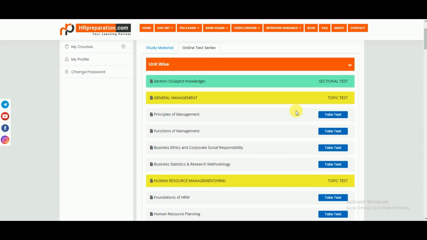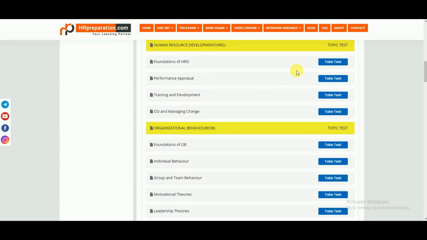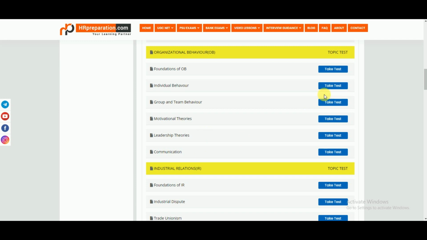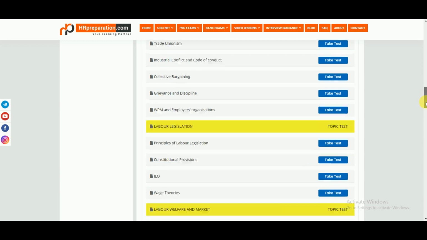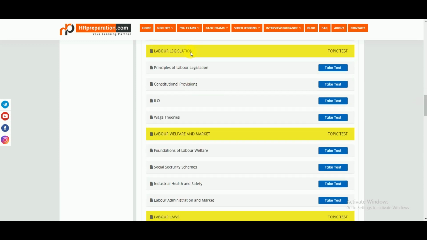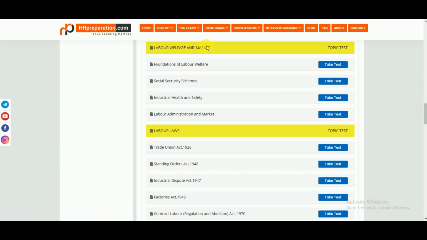Like the study materials, here also you can find test series of topics and subtopics. Here is topic management and subtopics too. Here HRM with subtopics. Here HRD with subtopics. Here IR with subtopics. Here labor legislations with subtopics. Here labor welfare and market with subtopics.